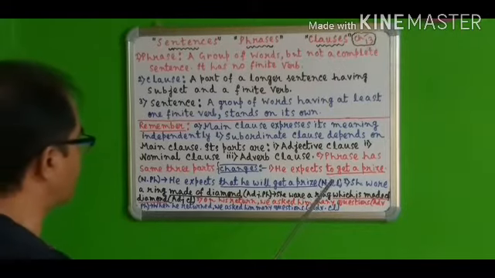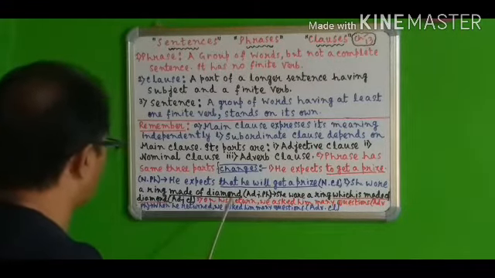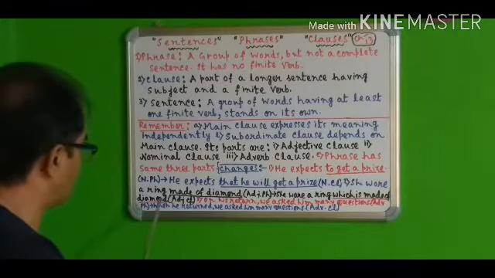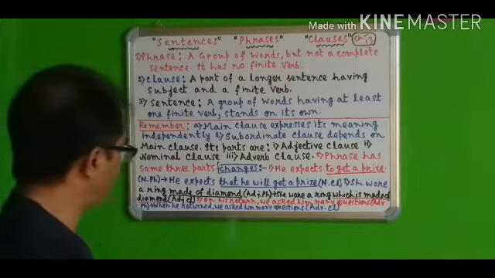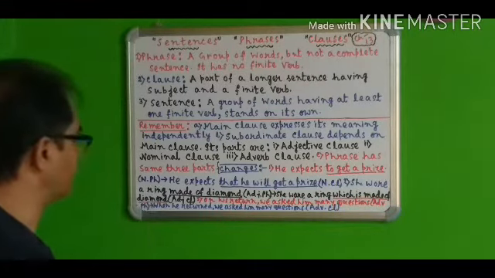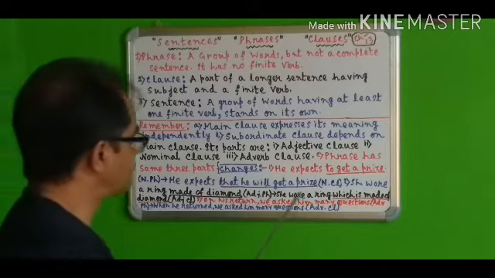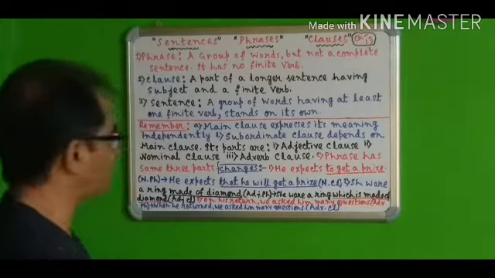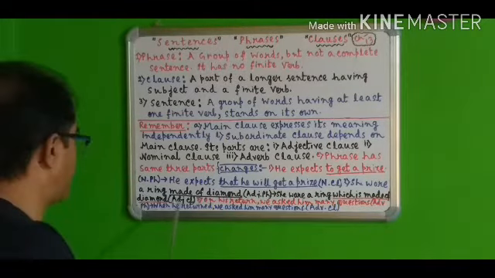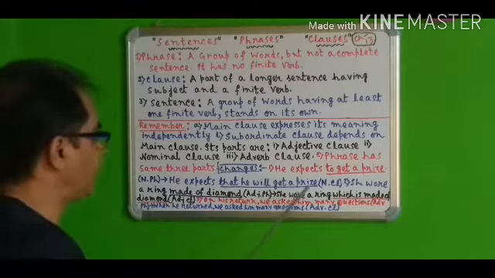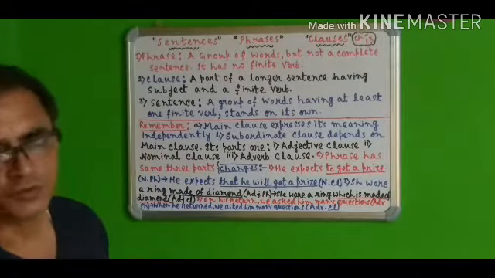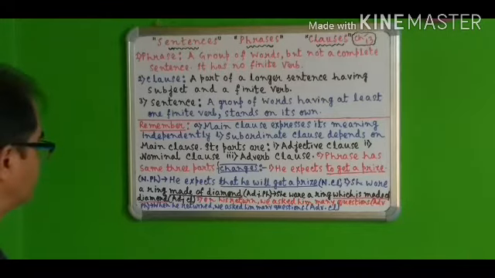Again, she wore a ring made of diamond. Made of diamond is an adjective phrase because it qualifies the noun ring. Well, let's expand it. She wore a ring which is made of diamond. Now, which is made of diamond, this subordinate clause qualifies the same noun, that is ring. Now it is an adjective clause.